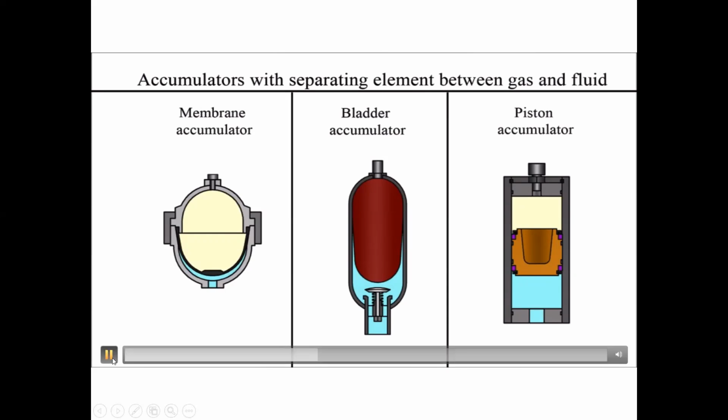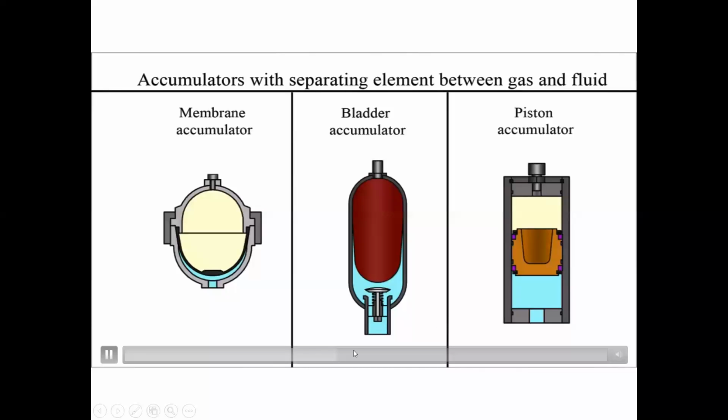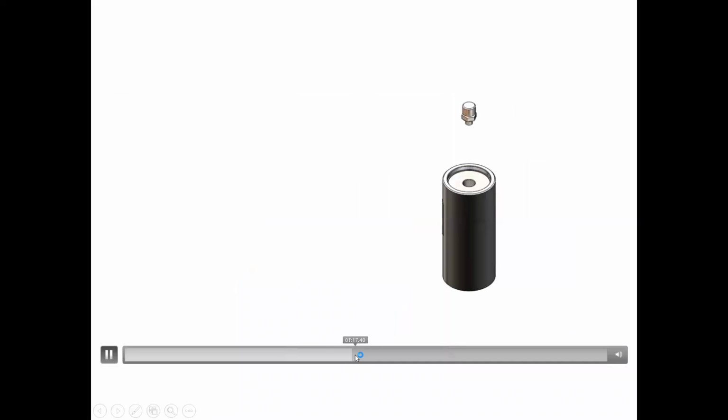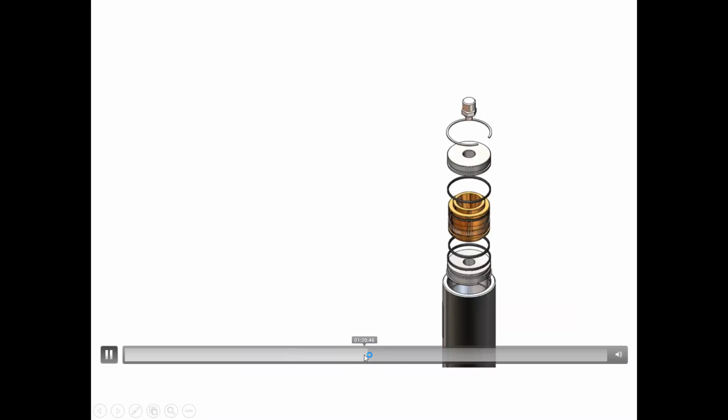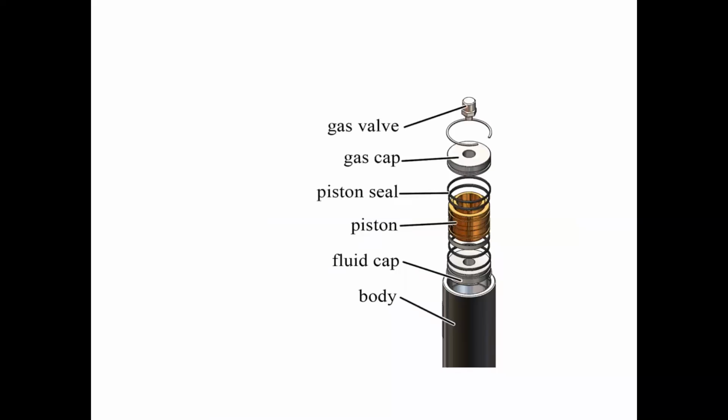Accumulators with separating elements are used in industries: piston, membrane, balloon or bladder accumulators. Elements of a piston accumulator: body, piston. This is the internal structure of this gas loaded or gas charged accumulator. You can see on your screen.